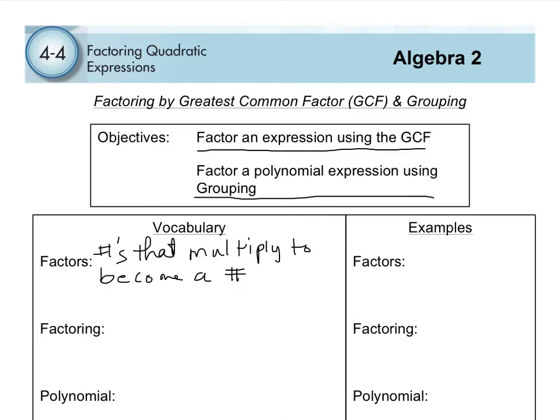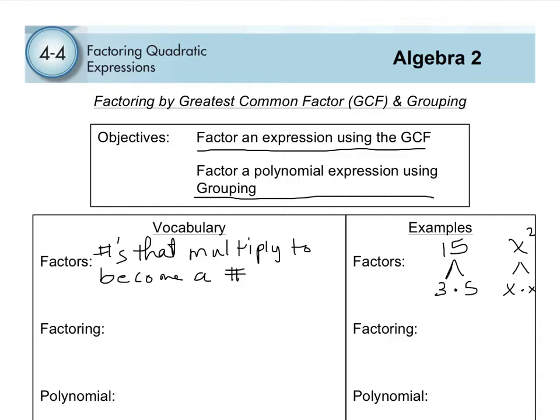A couple of examples of factors, like for example, if I had the number 15, factors of 15 would be 3 times 5. That would be an example of factors. If, for example, I take a variable x squared, factors of x squared would be x times x. Those are factors, numbers that multiply to become a larger number.